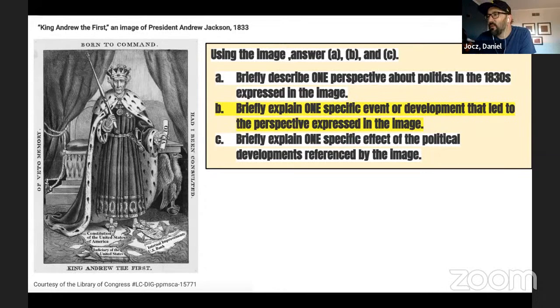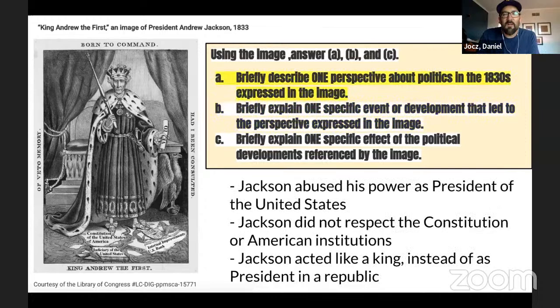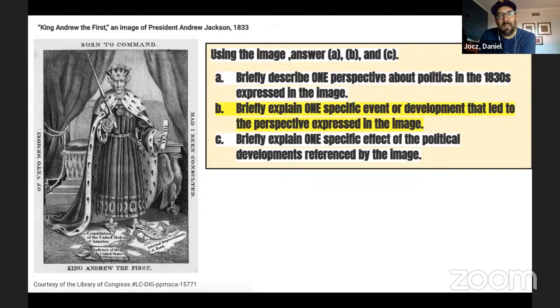And sometimes students misread this, and I really get sad when they do, because you have to be careful. You know it, but don't answer the question they're not asking. So if part A is, the perspective is Jackson abuses power, did not respect the Constitution, or is acting like a king, what would be an event that led people to say this? What is something that Jackson did or something that happened during his presidency that gave people that view of Andrew Jackson?